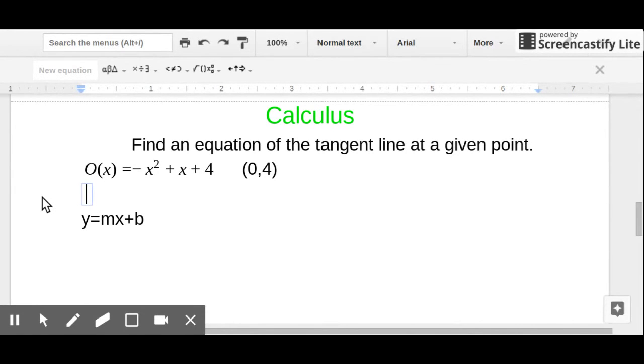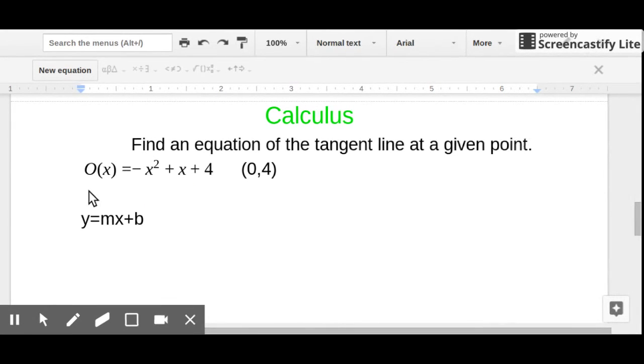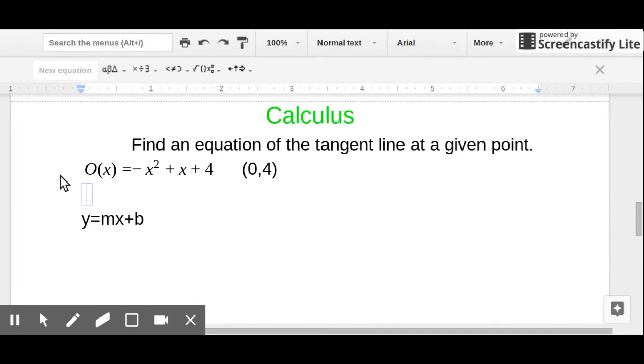My computer's locked up. Okay, there we go. So we're going to find O prime of x. O prime of x is equal to, and of course it's negative 2x plus 1, and I can just look at that and tell what it is. So maybe you'll see a pattern, not have to use that crazy limit thing.